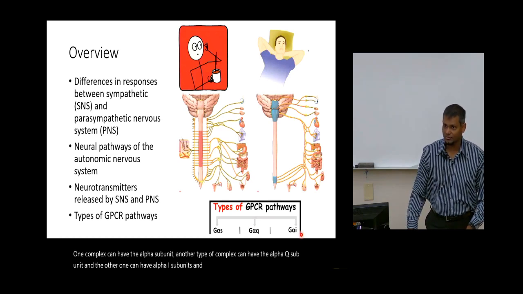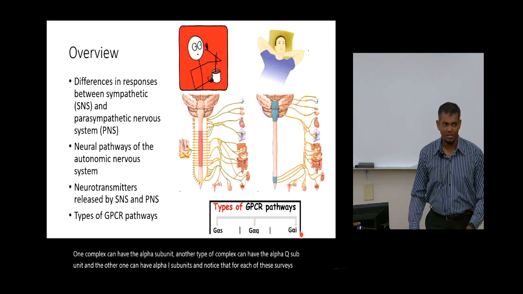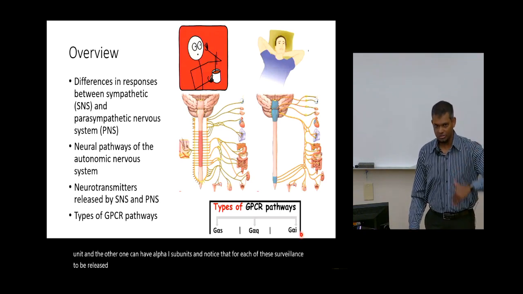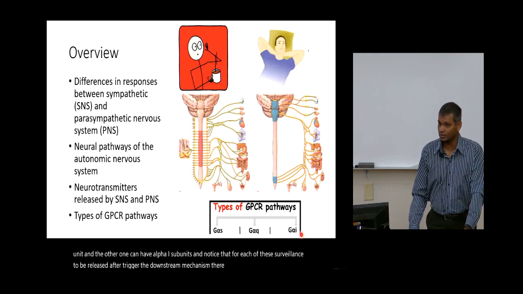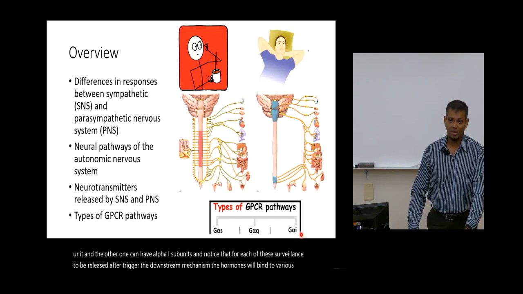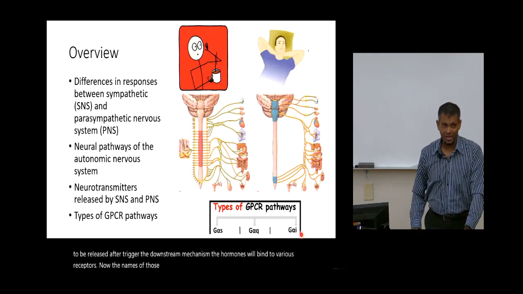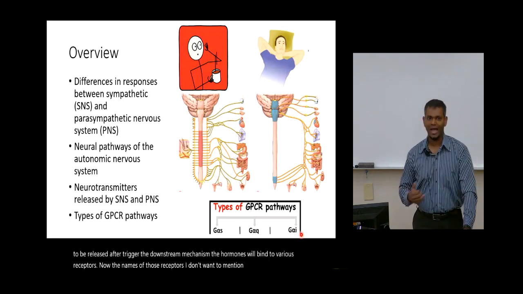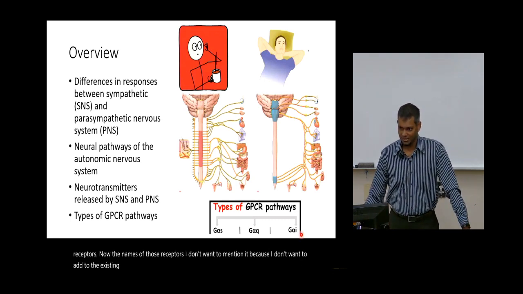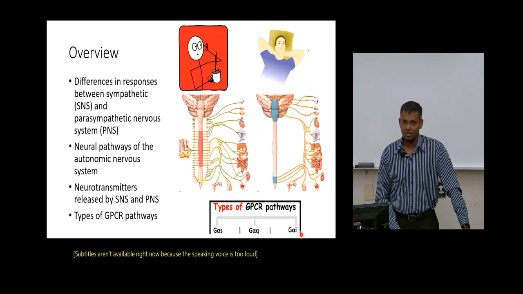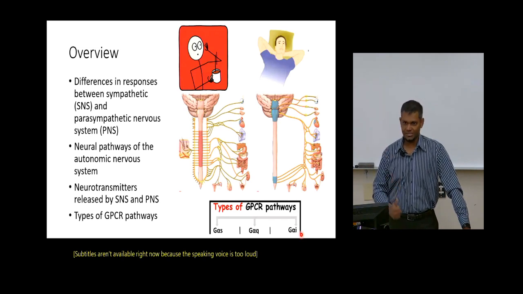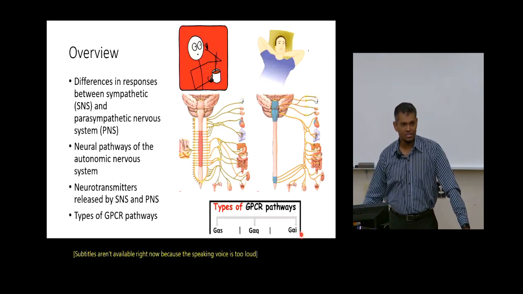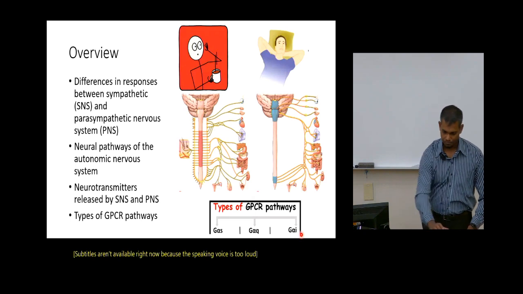Notice that for each of these subunits to be released and to trigger the downstream mechanism, the hormones will be binding to various receptors. Now the names of those receptors, I don't want to mention, because I don't want to add to the existing complexities. Know that there are different receptors which the hormones can bind to, and depending on the receptor, you could have either the G alpha S pathway, G alpha I, or the G alpha Q pathway.